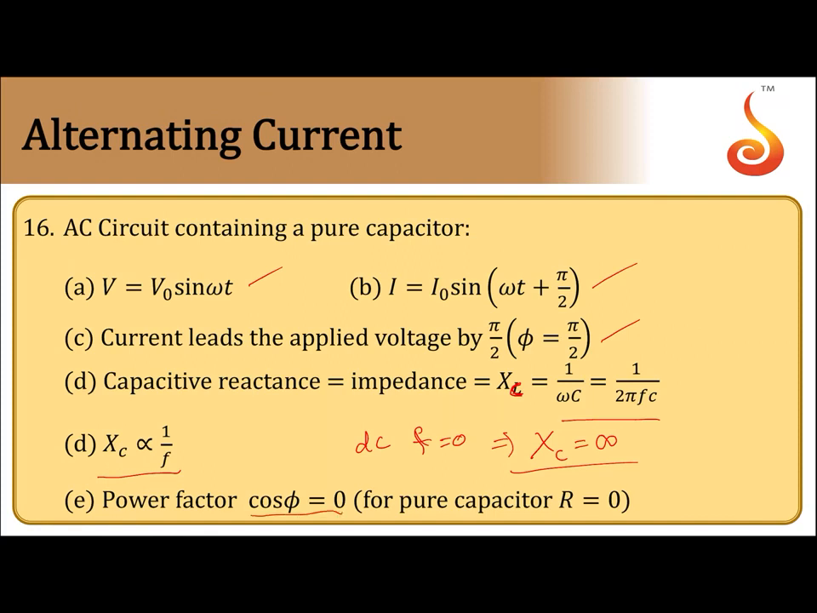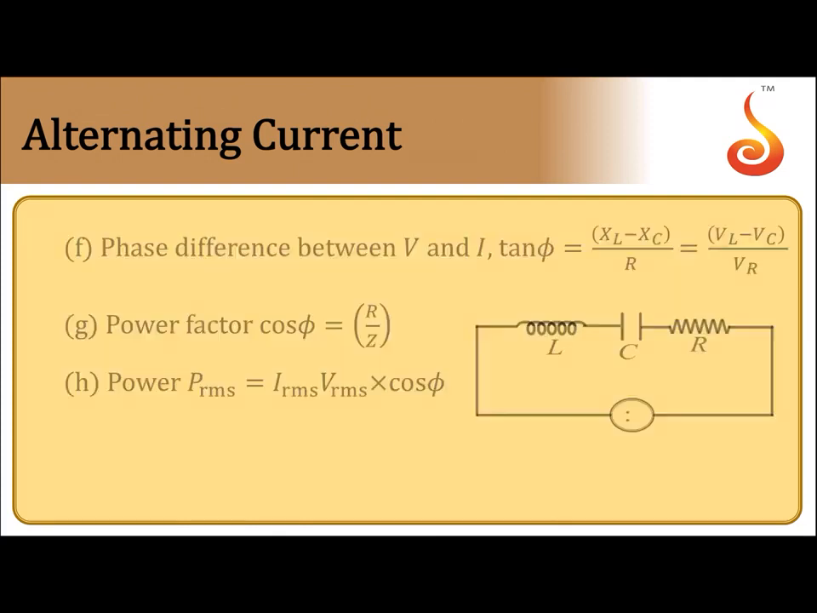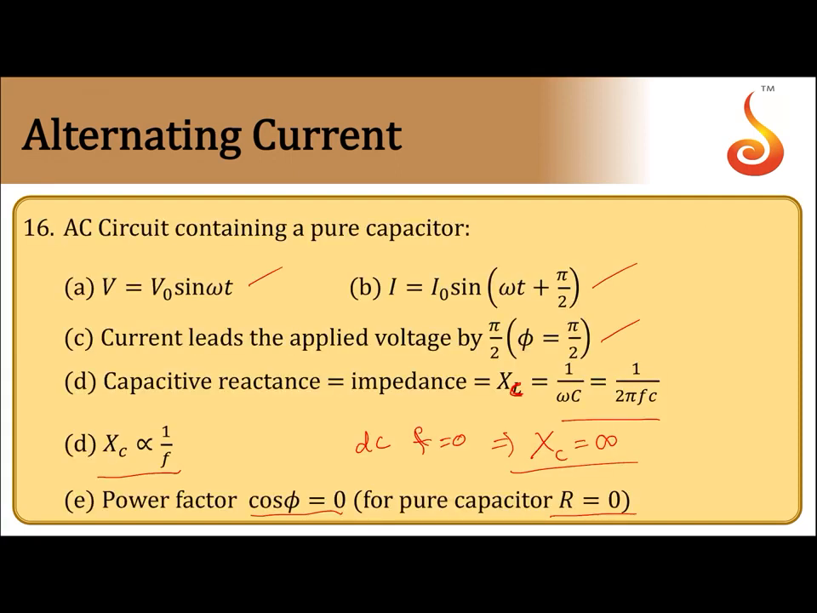So power factor in this circuit is also 0 because cos pi by 2 is again 0. For a pure capacitor, there is no resistance. So if you draw the circuit diagram, it will be like this. If you draw the phasor diagram for this, then if this is voltage, current will lead the voltage by 90 degrees. So phi is equal to 90 degrees for a pure capacitive circuit.